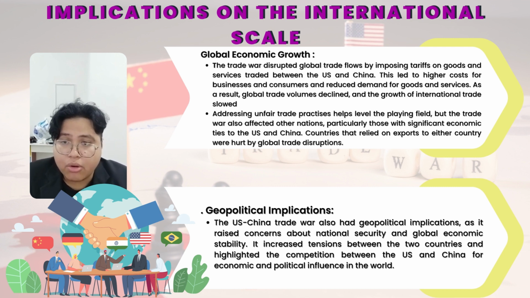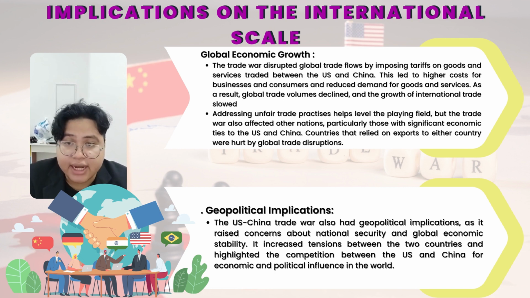Second, the trade war also had a spillover effect on other countries, particularly those with close economic ties to the US and China. As the global trade flow was disrupted, countries that rely heavily on exports to either country were negatively impacted. These included countries such as Germany, Japan, and South Korea, which are major exporters of goods to China and the United States. The second implication is the geopolitical implication.